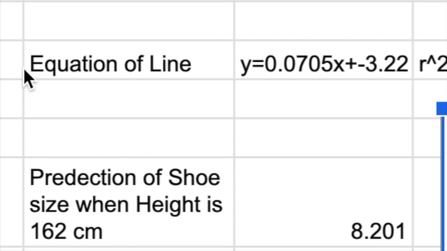And in the end, we use our equation of the line to make any predictions we need. So I want to predict, like it said, 162 centimeters. What's the prediction of the shoe size? It'd be around 8. Or I can do it the other way. If a student had a shoe size of 12, predict what their height would be, you'd use the same equation.